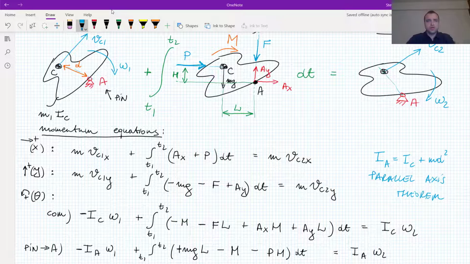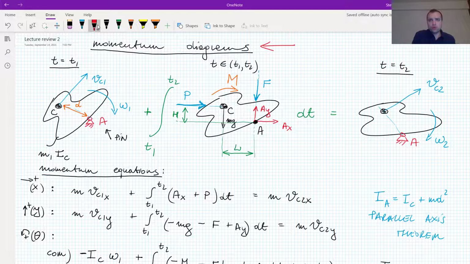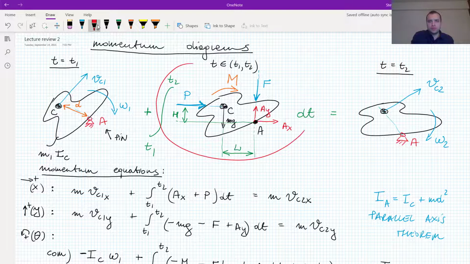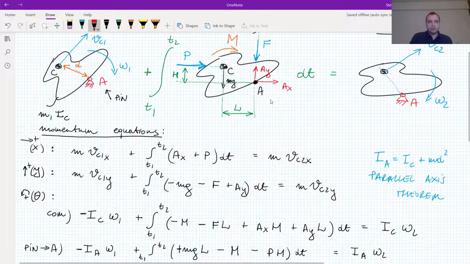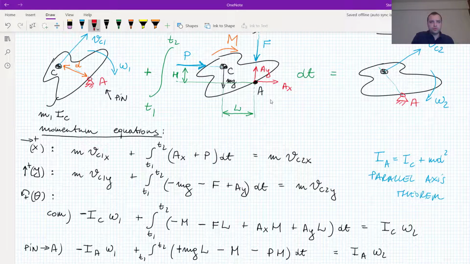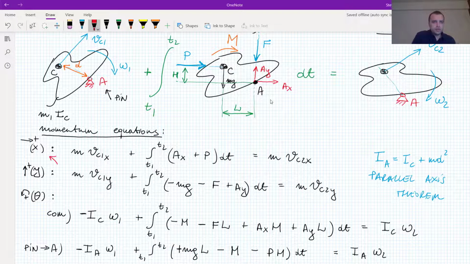Okay, so this is how we analyze momentum of rigid bodies. Just to recap, we start with drawing momentum diagrams where we show what happens with the body at the beginning and in the end. And we also show impulses acting on our body here. Once we are done with our diagrams, we are able to create momentum equations in the x, in the y, and in the rotational direction.